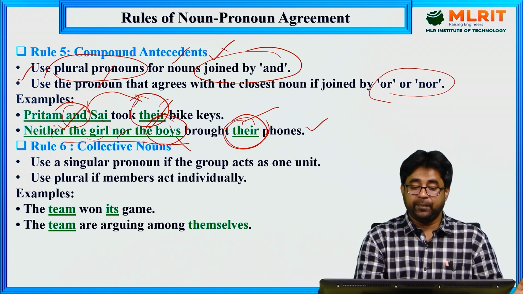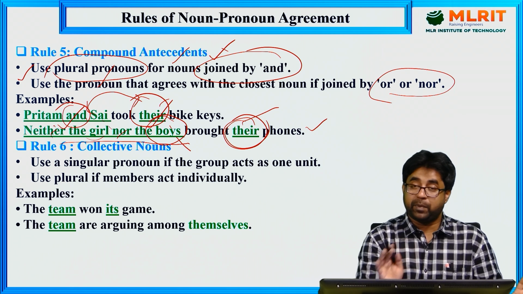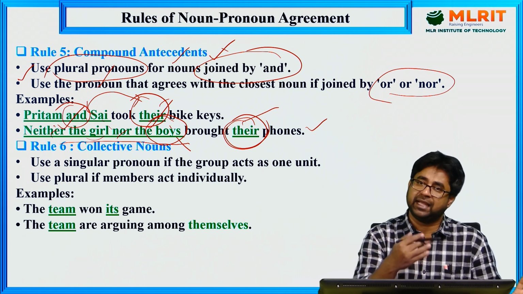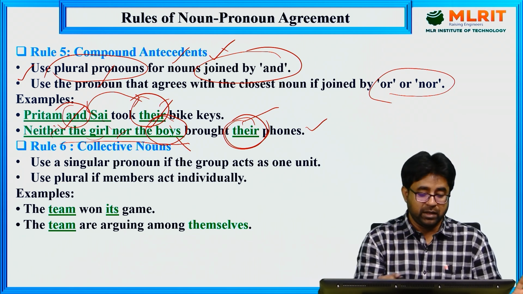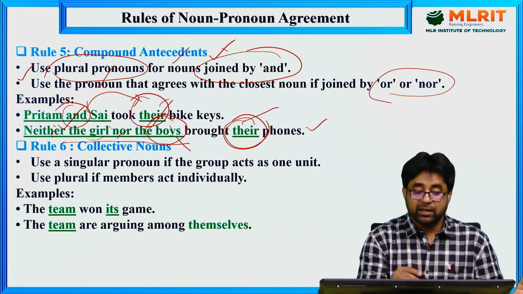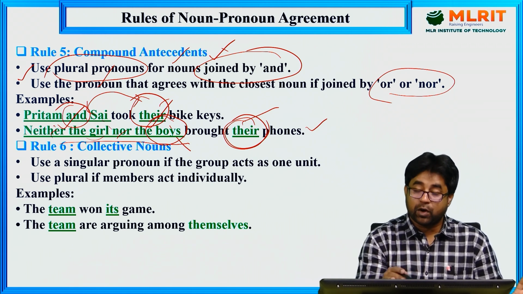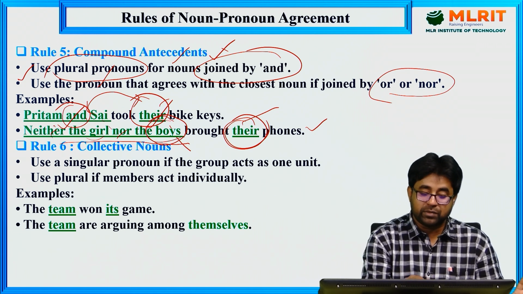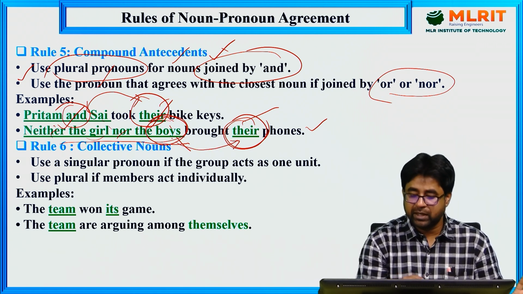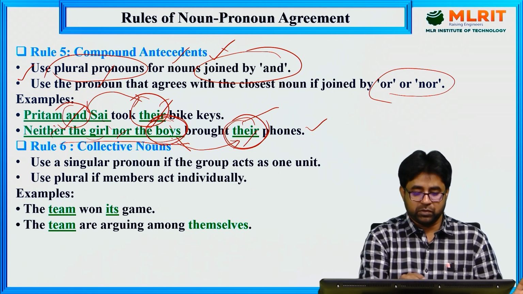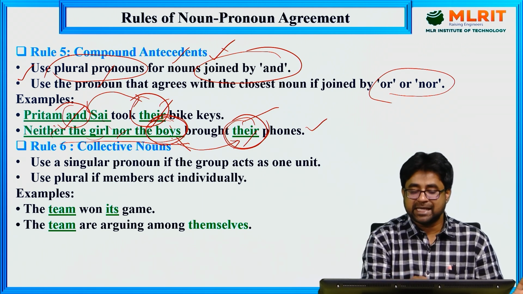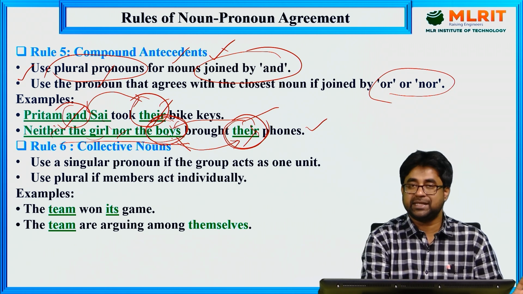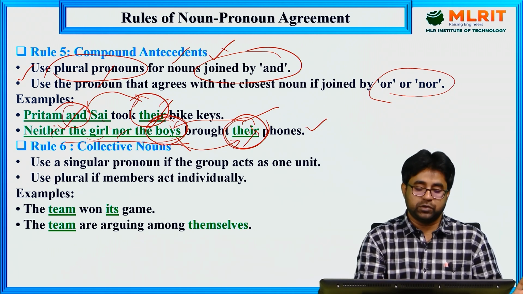So remember, a compound antecedent, if it is joined by and, is always by default plural. But if they are joined by another type of conjunction like either or, neither nor, then what are we supposed to do? We have to check the closest antecedent. Closest means the antecedent which is nearer to the pronoun. So we have to agree both the antecedent and pronoun in terms of what? Number. So here, because the number is plural, the pronoun also should be plural.